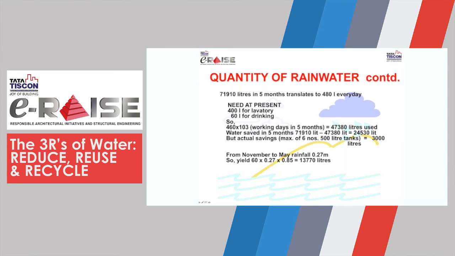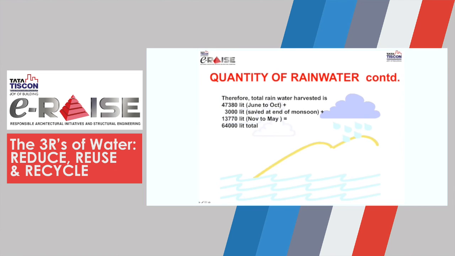So if you subtract how much we need from what we have generated, we get a certain figure. Can we save this? If we can, it is the most wonderful thing to do. But if we cannot, we can at least try to save in as many tanks as possible. So let's say that this school would only invest in 6 tanks, which only store 3000 liters. Never mind. The rainfall from November to May will be much less. That will be only 13770 liters.